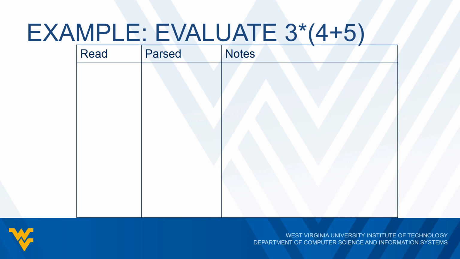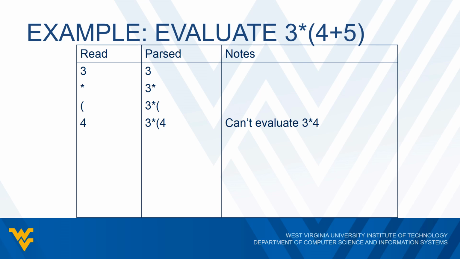Let's try this example where we're going to evaluate 3 times, and then in parentheses, 4 plus 5. So we already see that when we read the parentheses, that's going to alter how we handle evaluating the expression. We first read the 3, so nothing out of the ordinary here. We then read the multiplication symbol, nothing out of the ordinary just yet. We then read the left parenthesis, so we add it to our parsed expression. And what we can tell is we can't do anything with the 3 and the times symbol just yet. We're going to have to handle whatever's in the parentheses first.